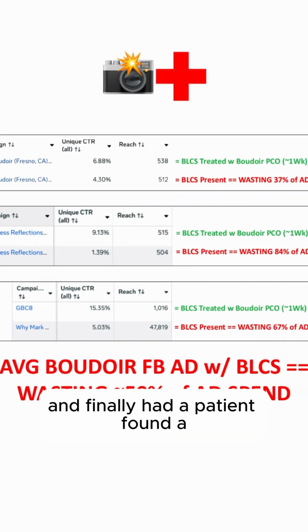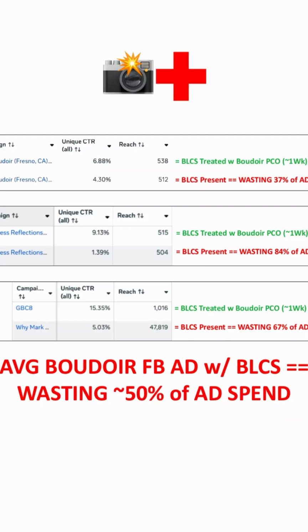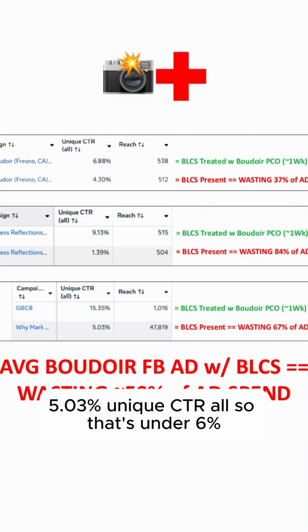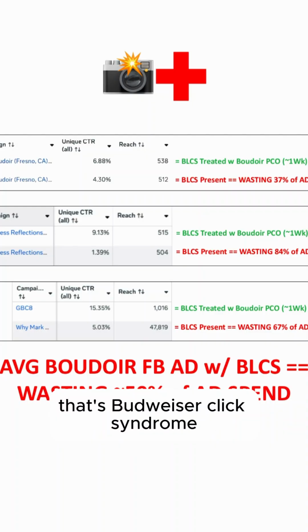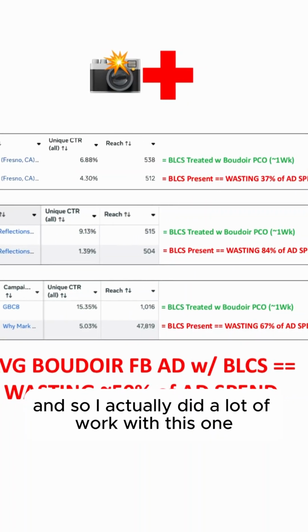And finally, had a patient find out about his Boudoir Facebook ad. He had BLCS present, 5.03% unique CTR all, so that's under 6%. That's Boudoir low click syndrome. And so I actually did a lot of work with this one.